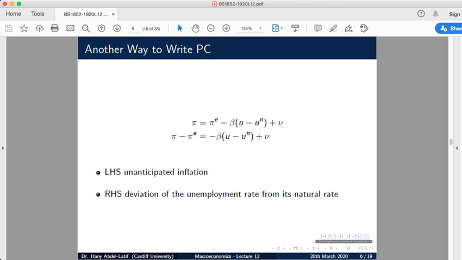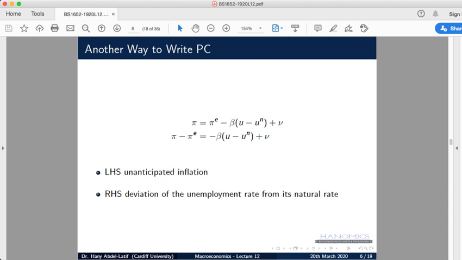So if you just tweak the inflation rate equation a little bit, this is what we saw so far. If we move the expected inflation to the left hand side, this is still a Phillips curve. What we have on the left hand side of this expression is unanticipated inflation. This is the part of inflation that people didn't see coming, or didn't expect. On the right hand side, we have the deviation of the unemployment rate from its natural rate. And obviously we still have our lovely term, the Greek letter nu, that represents supply shocks on the right hand side.